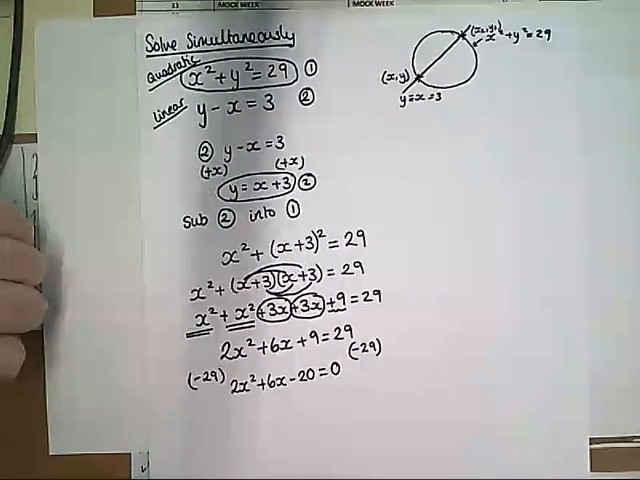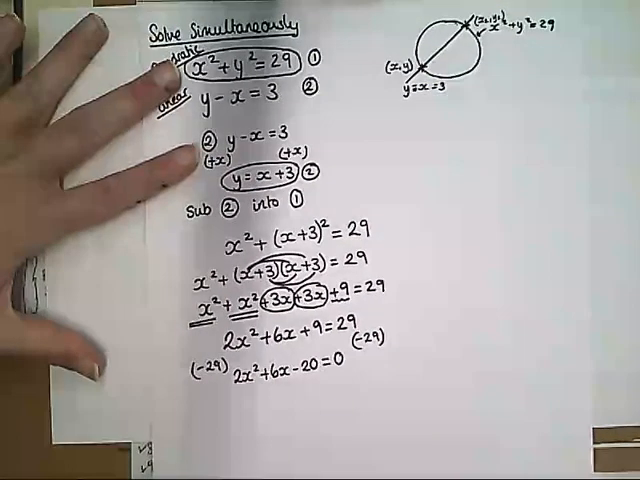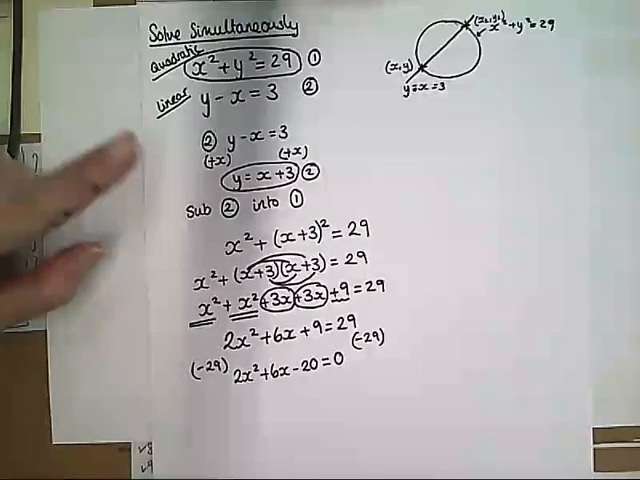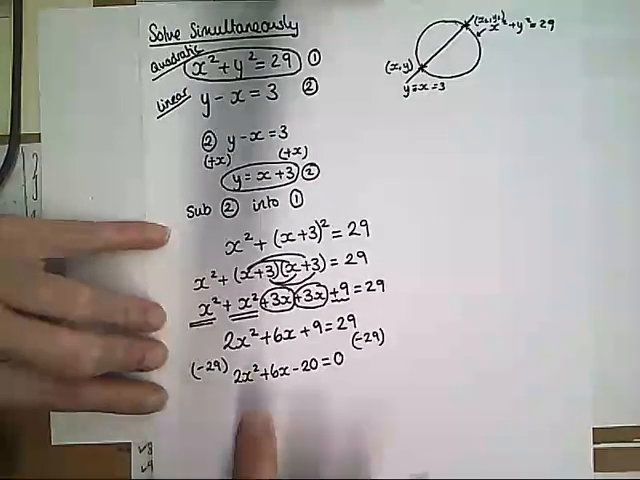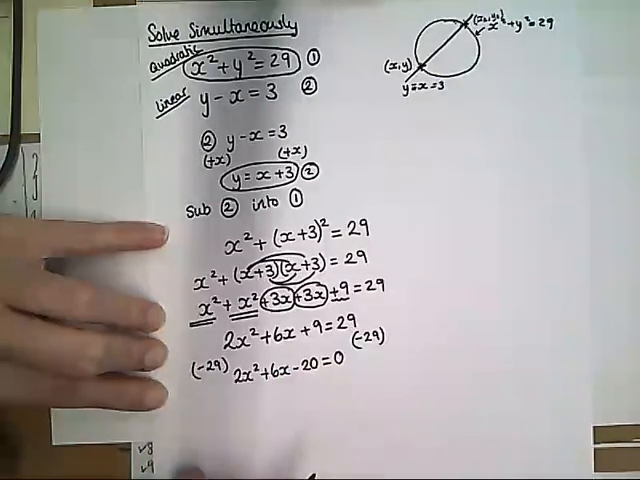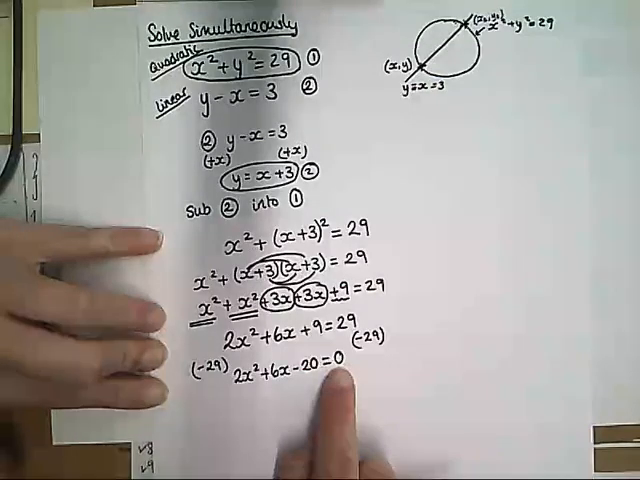Now, here's a little tip, but it only works when it equals 0. So you can't do this willy-nilly. It only works when it equals 0. If all of the parts of your quadratic are divisible by a number and it equals 0, you can divide through by that number to make it easier.